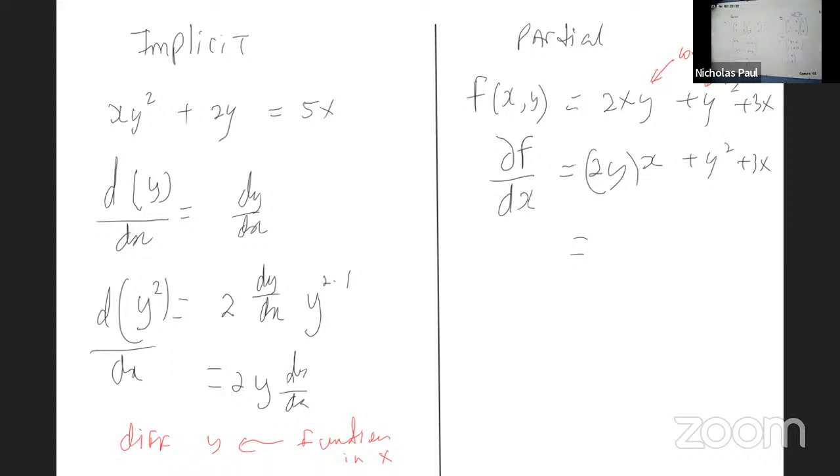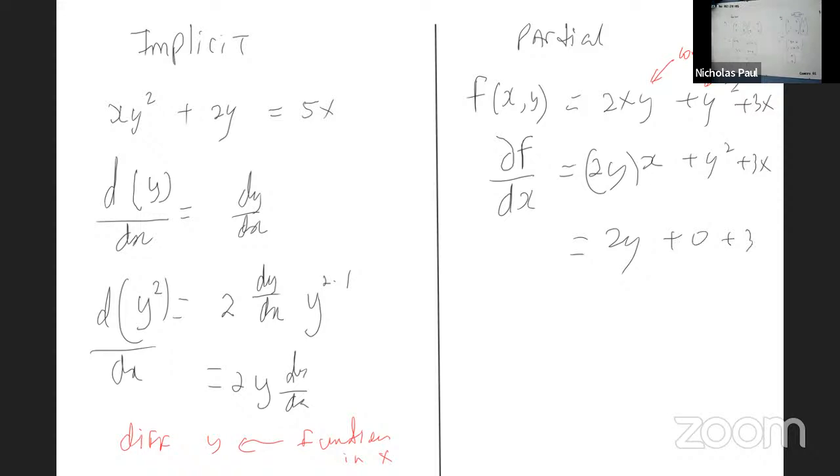So the differential of 2yx will just simply be 2y. What's the differential of 2x? It's 2, right? 2 is a constant. So if I put a constant next to the x, the differential of 2yx is simply 2y. Okay? And the differential of y squared is a constant, so that'll be 0. And the differential of 3x is 3.